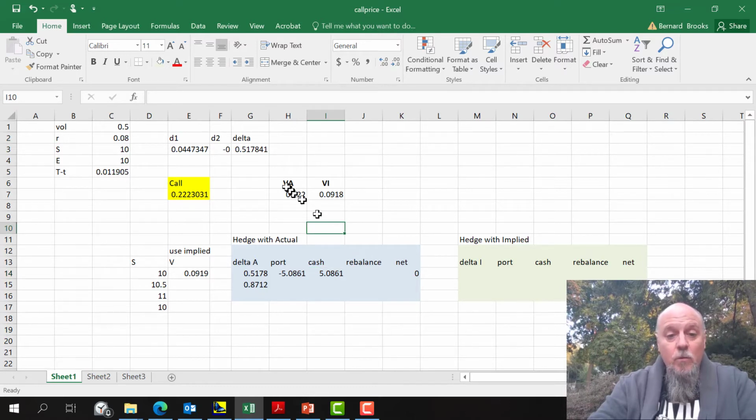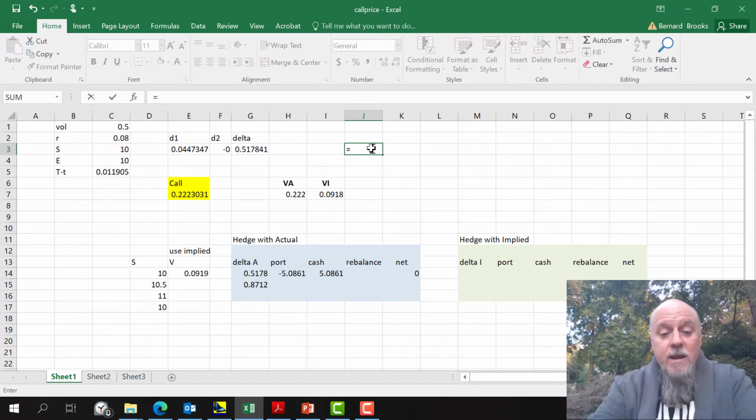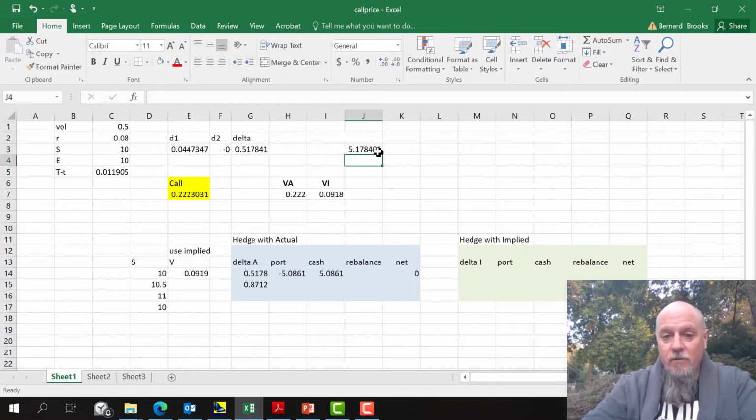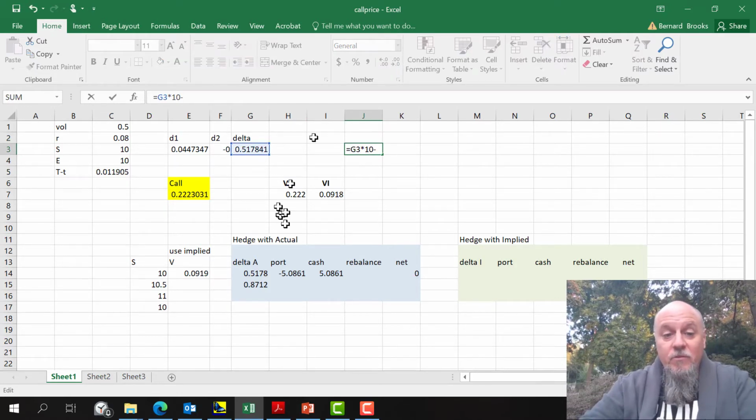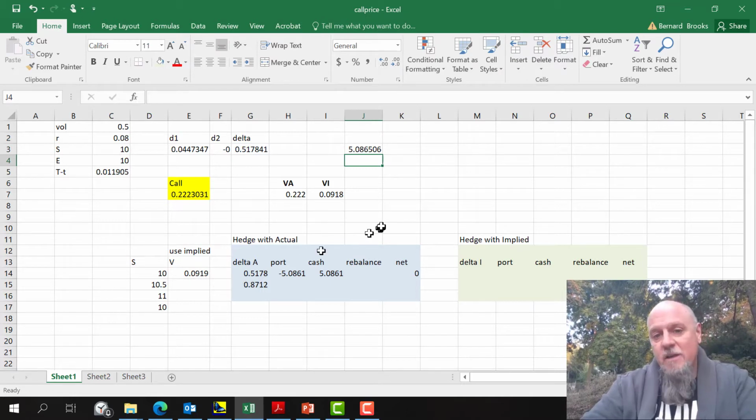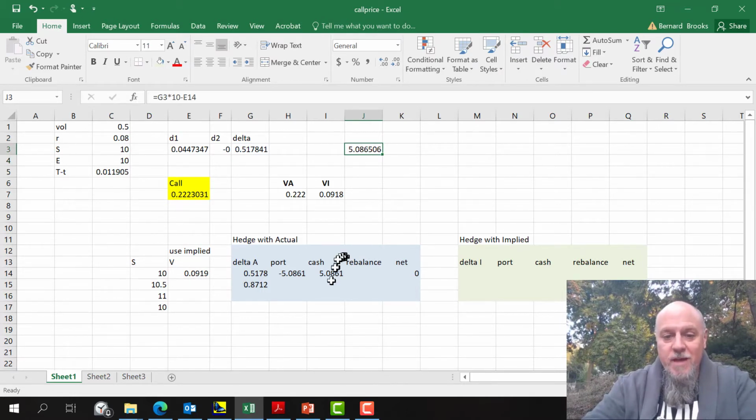The cash I have right now is equal to the money coming in, which is the amount I short times the value of the stock. So I get this $5.18, but I'm taking 9 cents of that money and buying the option. That's why my cash is equal to $5.08. Now my portfolio is equal to V minus this delta times the stock. It's exactly negative how much cash I have. So my net is 0.